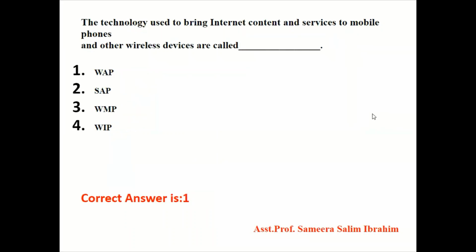Next question. This kind of question we have done, but the question was in some other format. The concept is the same, but the question can come in multiple ways. I hope you all remember from the last video. The technology used to bring internet content and services to mobile phones and other wireless devices is called what? Which technology is used for internet connection on wireless devices? We have done this: that is WAP, Wireless Application Protocol.